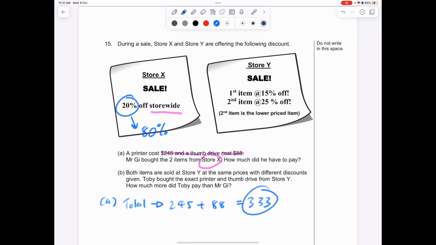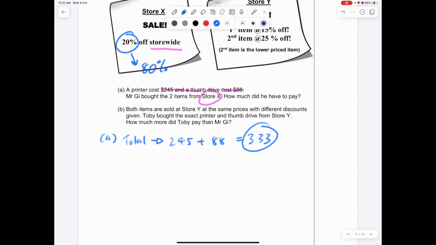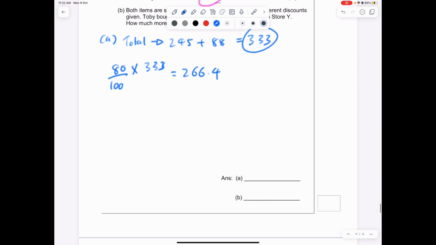Now, don't forget, if there is a 20% off, that means you only need to pay 80% of this amount. So what is 80% of this amount? So you want to find the real amount. So right hand side is the real amount. Okay, so 333 times how many percent? So 80%. So 80 over 100. Okay, your answer would be, let's remove the dollar signs first, 266.4.